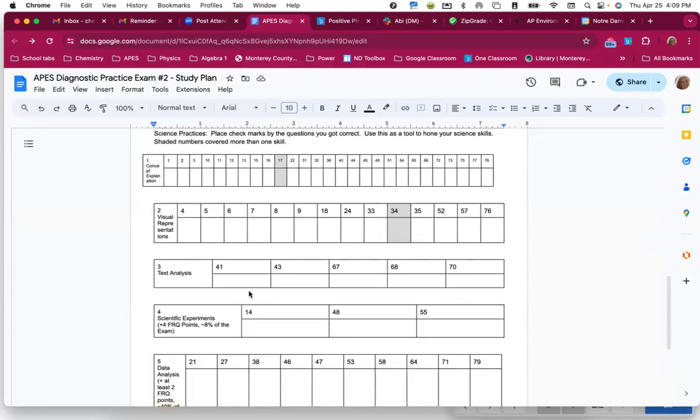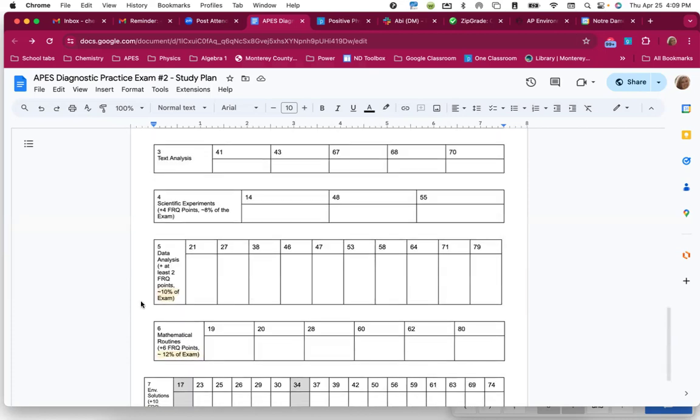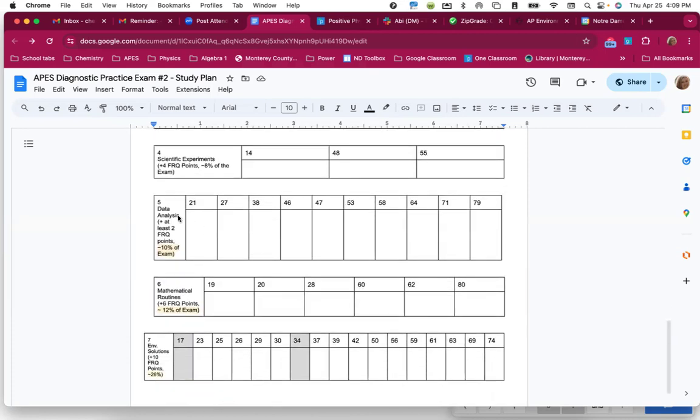The science practices are the things that are woven all into the course all year, and that's where the math and data analysis comes in. Science practices 5 and 6 are the data analysis and the mathematical routines, and those together are over 20% of what's tested on the AP exam. So those are things that you don't want to sleep on. You don't want to forget about that.